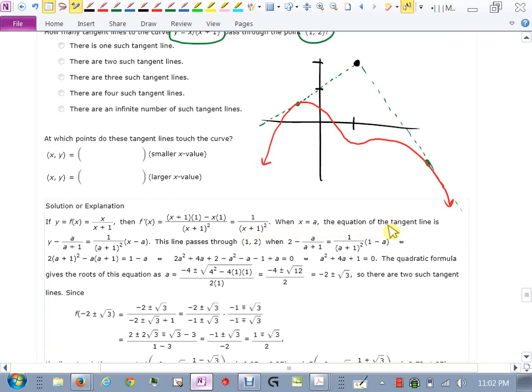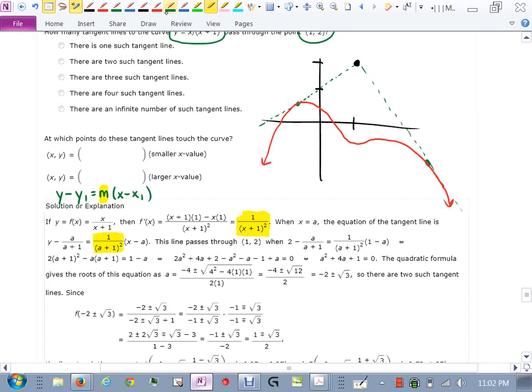So the general equation of a tangent line would be y minus y1 equals m times x minus x1. That's what we have in this formula here. You know what? I think I'm going to write this down up here. y minus y1 equals m times x minus x1. So m here is this, and that came from this right here, the derivative, plugging in a for x.